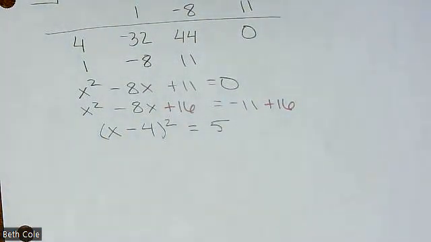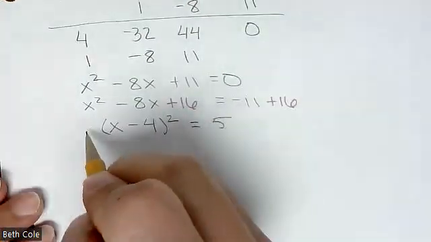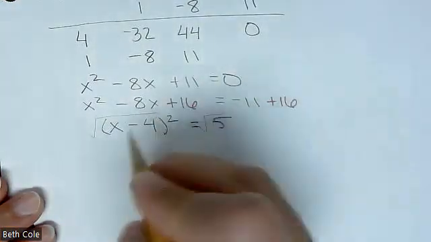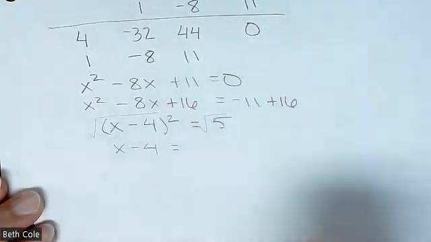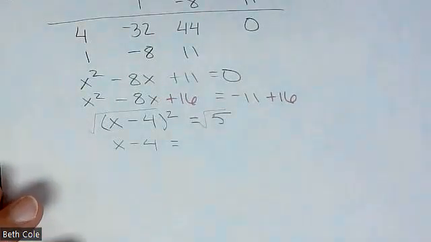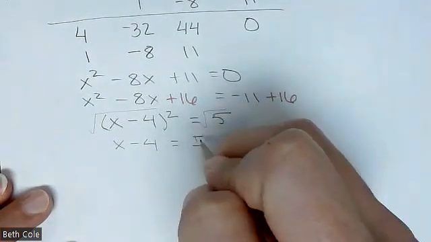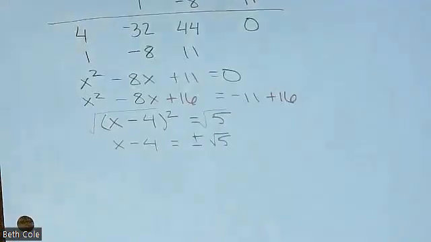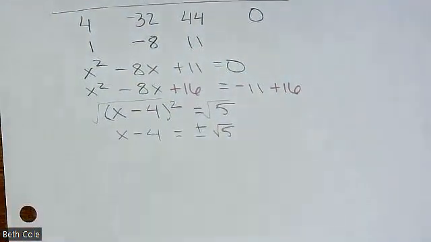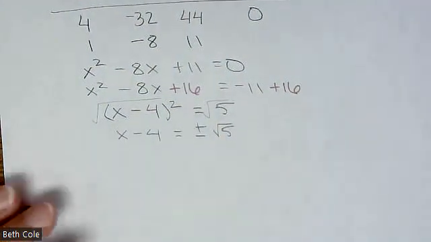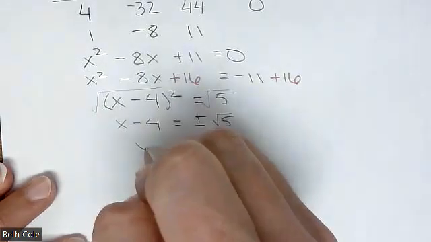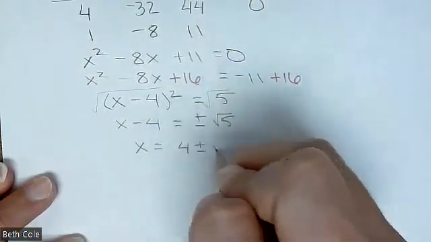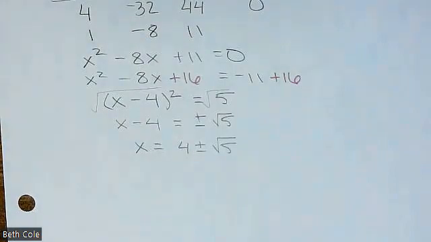Don't stop. You need to make sure you get answers. Square root, x minus 4 equals plus or minus square root of 5. Square root of 5 won't split. If it is a number that you could split, you need to do that and reduce it, but that one doesn't. And then just add over the 4. So 4 plus and minus square root of 5.